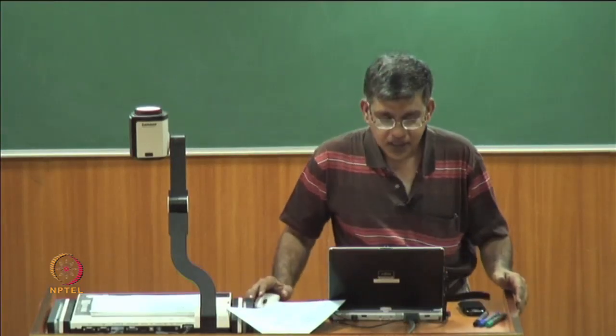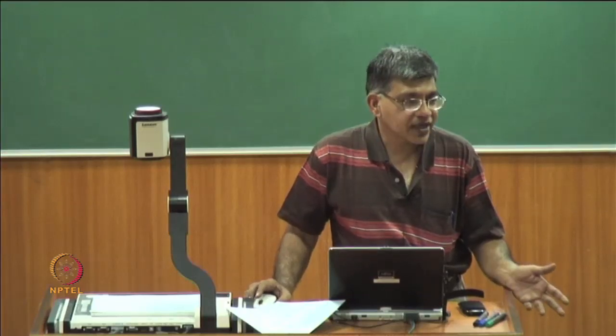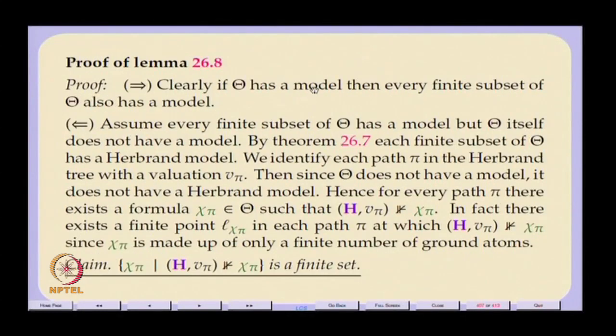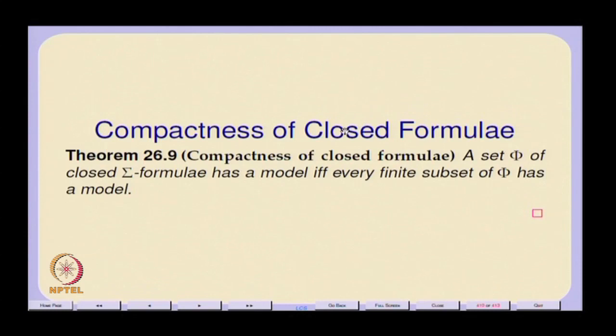So, now here is a finite set of formulae which does not have a model, which contradicts our assumption that every finite subset of theta has a model, and therefore, our original assumption that theta has no model is false. So, theta must have a model in the Herbrand tree of interpretations. Right. Okay, but once we have proved this, then it is very simple.